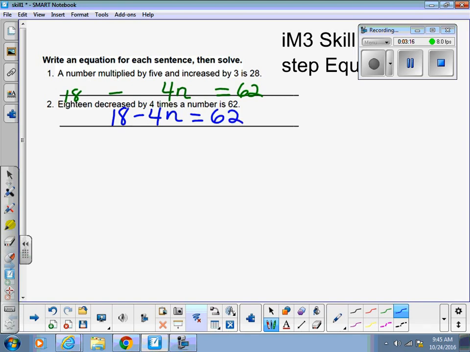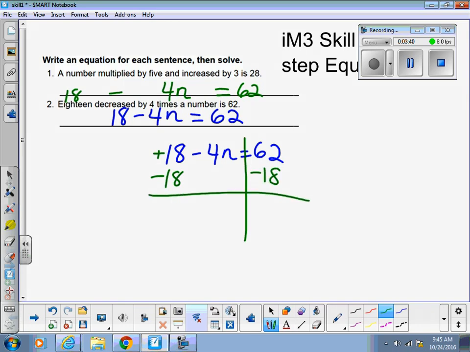So to solve, now be very careful here because 18 here is a positive number. The 4n is the one that's negative. So technically 18 is positive, so the inverse of plus is minus. Again, on both sides of the equation, you can put a line on the equal so you can place the operation on both sides of the equation.